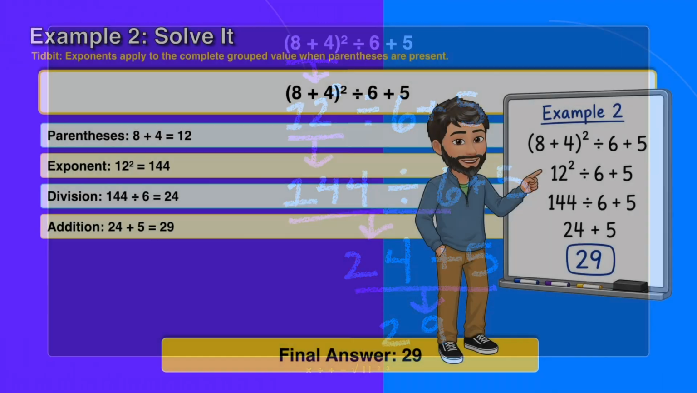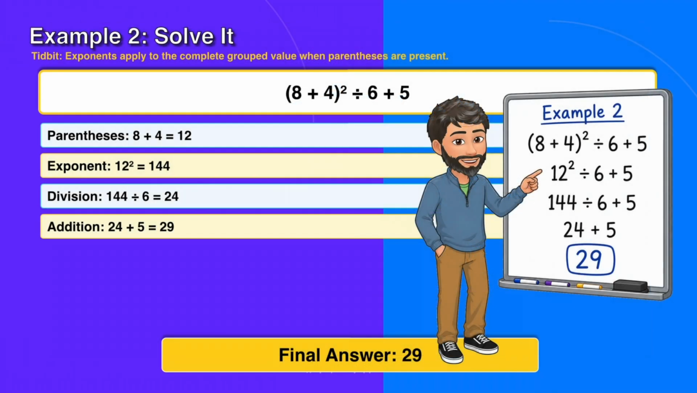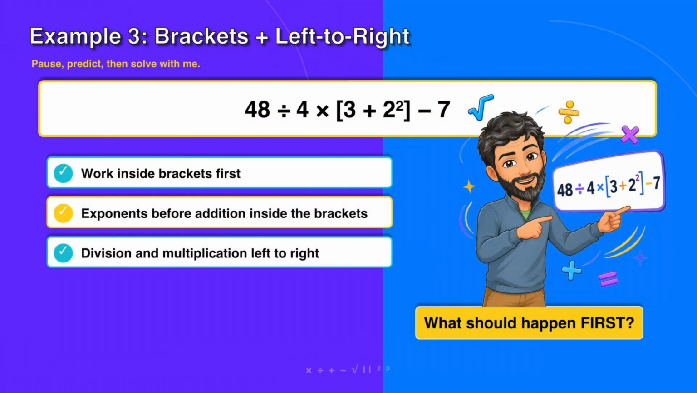As you can see, we did all of those steps. Parentheses, exponents, division, then addition. We went step by step. In this next one, we're going to have 48 divided by 4 times, in brackets, 3 plus 2 squared, and brackets minus 7. So we're going to work inside the brackets first, exponents before addition inside the brackets, and we'll do division and multiplication left to right.